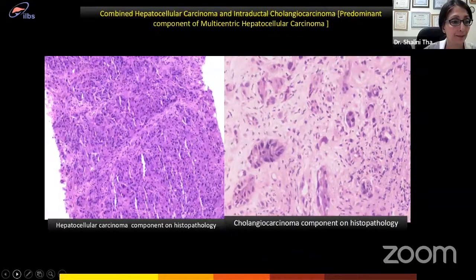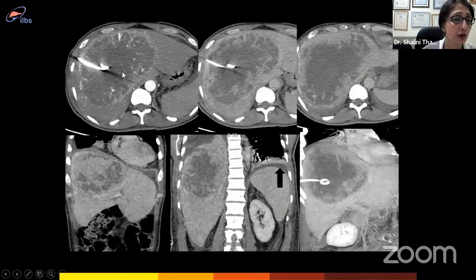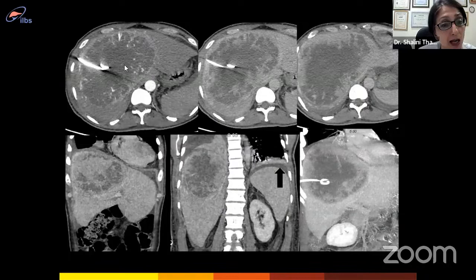Now, sometimes benign-looking lesions like these come to us in the emergency room. This patient has come from outside, referred to ILBS as a liver abscess with a pigtail catheter inside the lesion. Here we have arterial enhancement. Why I'm showing you this case is obviously because it's not a liver abscess and it's in our HCC series. And the red herring here is that there is no real enhancement outside of this lesion in the parenchyma.